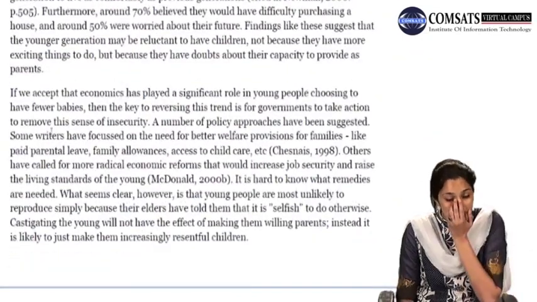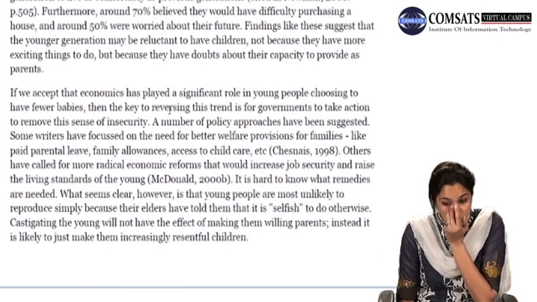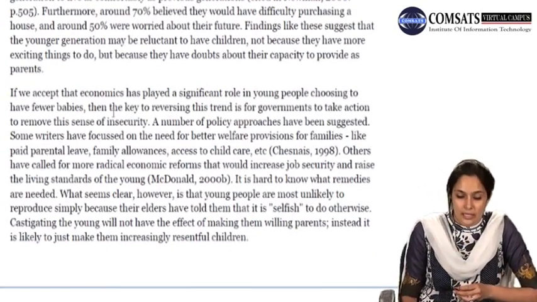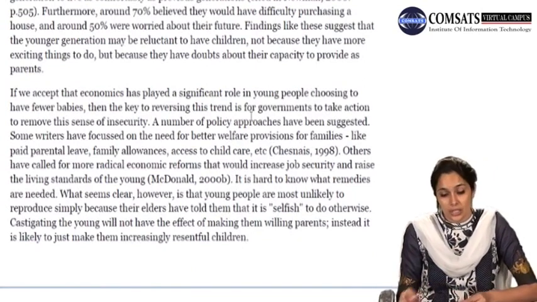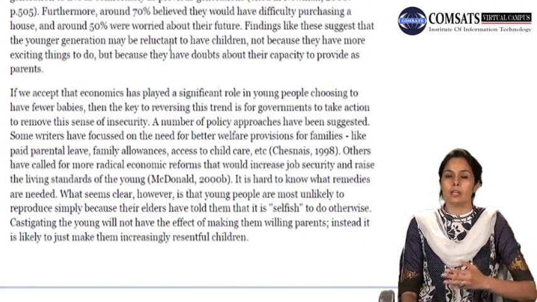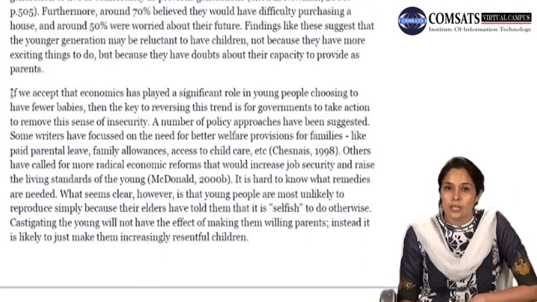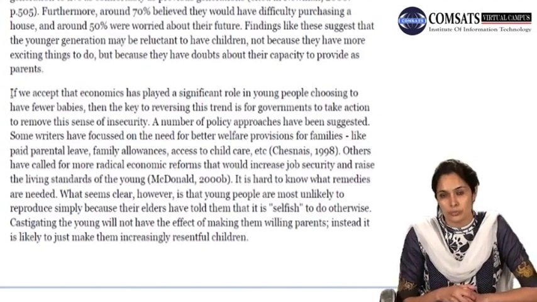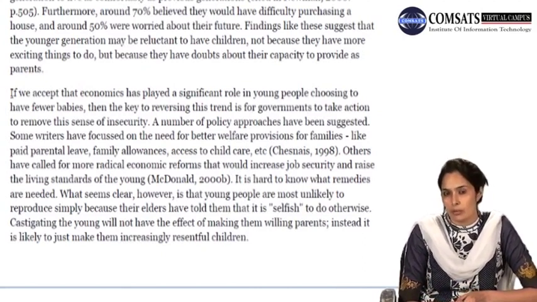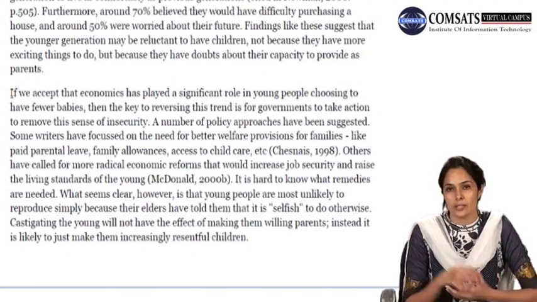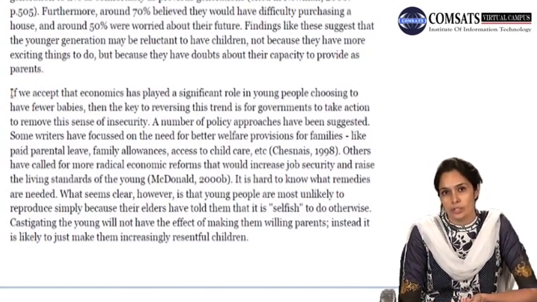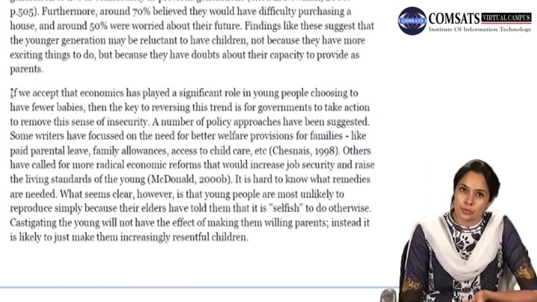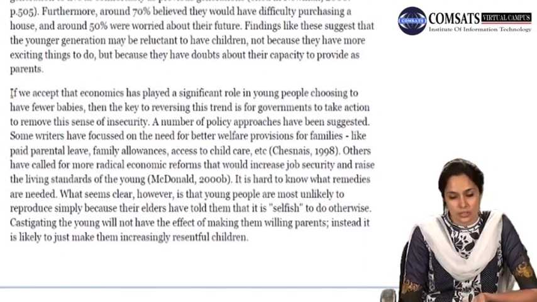If we accept that economics has played a significant role in young people choosing to have fewer babies, then the key to reversing this trend is for governments to take action to remove this sense of insecurity. Now see, after developing all their arguments, in the last paragraph they have given suggestions about how to improve the situation. If we accept that economic problems and insecurity are stopping young people from having more kids and increasing the population to a certain level, then governments are supposed to take steps to decrease this insecurity. A number of policy approaches have been suggested.